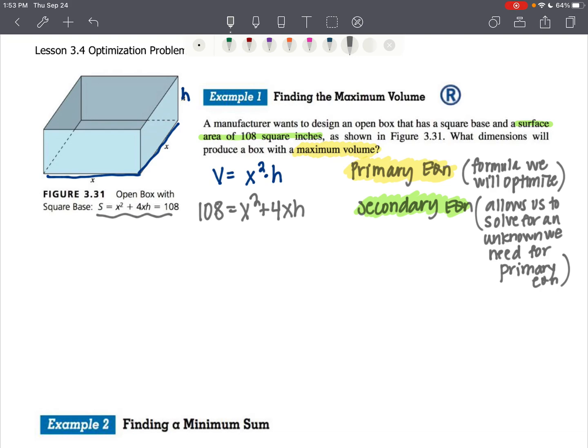Okay, so what is this going to allow us to do? Well, I can take that secondary equation and solve it for h. If I solve this for h, I'm going to get 108 minus x squared equals 4xh, and then I divide everything by 4x, and I get h equals 108 minus x squared all over 4x.